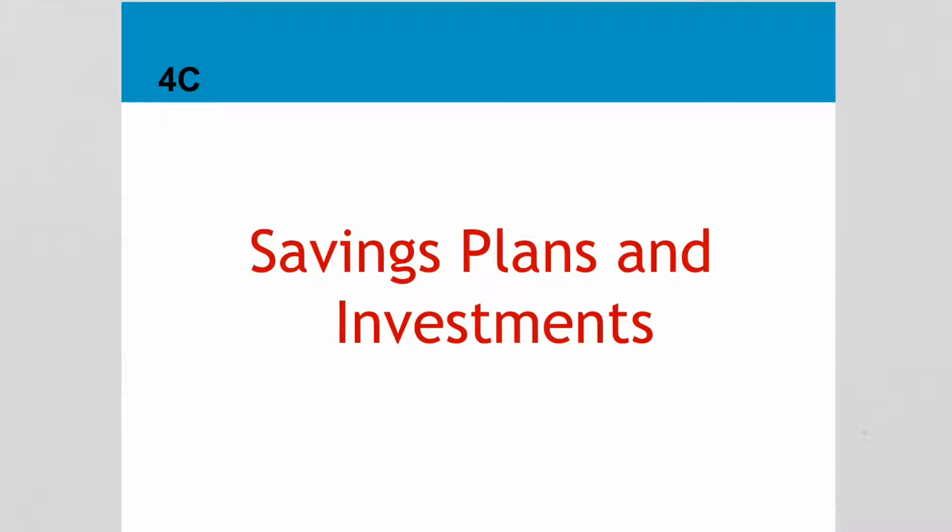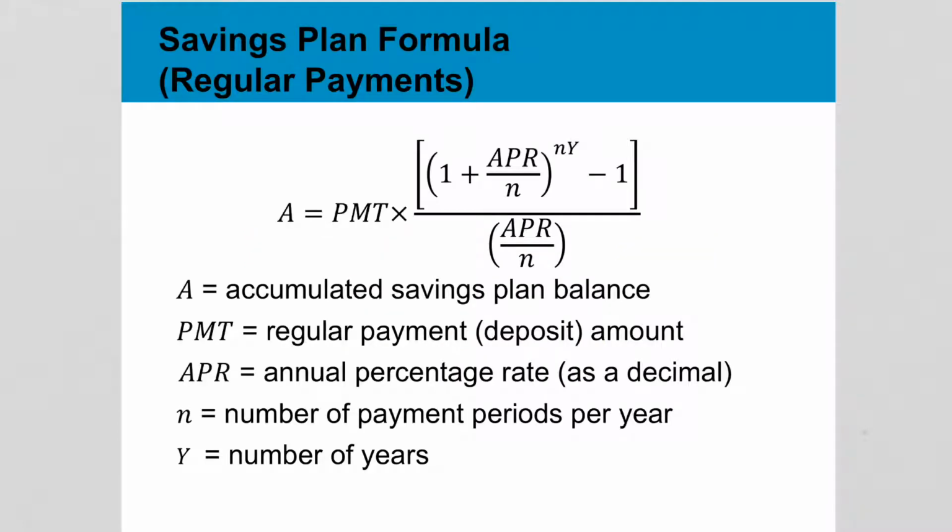Okay, so savings plans and investments. The savings plan formula looks like this. A equals PMT, where PMT is the monthly payment, times 1 plus the APR divided by N, to the NY, where Y is the number of years, minus 1. And divide that all by the APR divided by N.